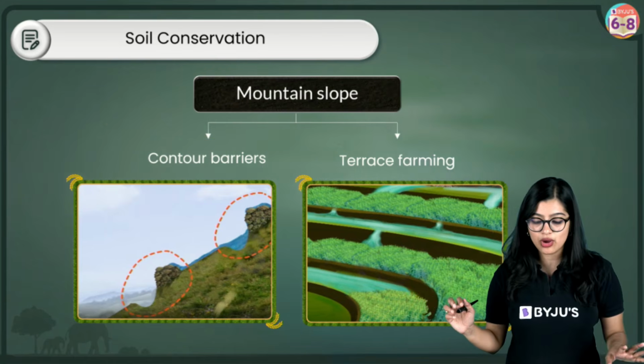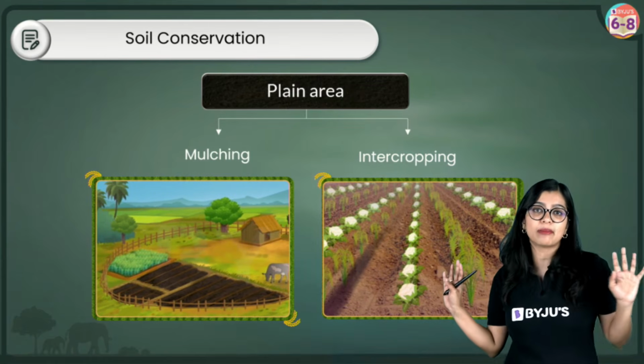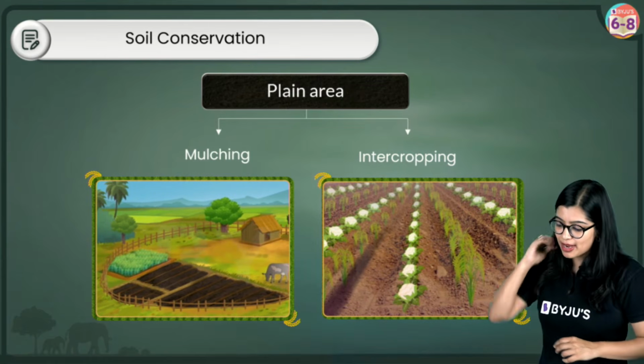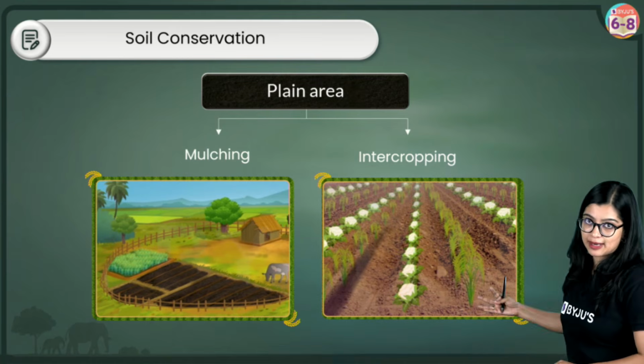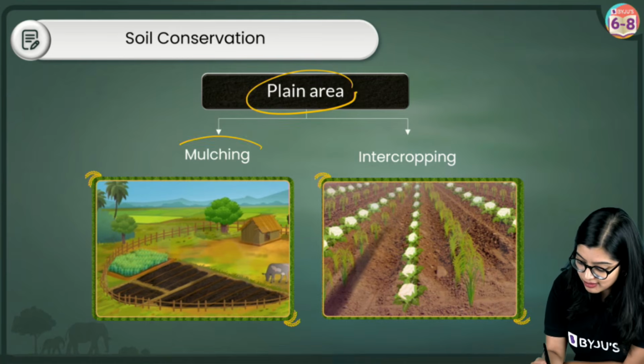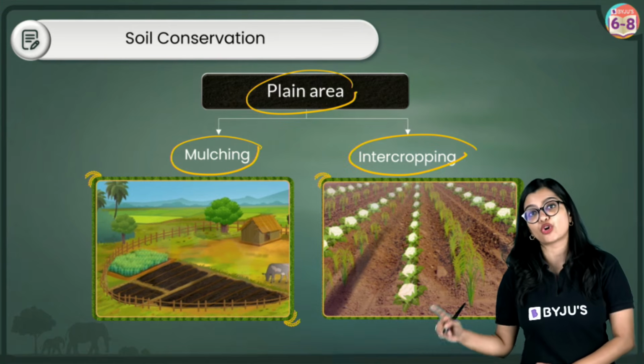Now this is what I would do if I were on a mountain slope. But what if I'm on plain land? I'm not in the mountain, I'm in the plains. Now what am I going to do at this point? At this point I need to resort to some other steps. If I'm in a plain area, I will resort to mulching, intercropping or building rock dams.